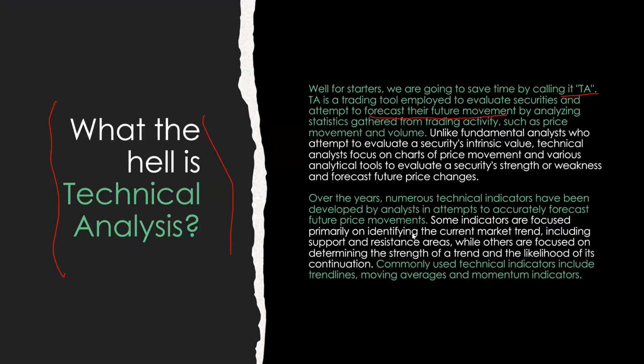All right. Over the years, numerous technical indicators, you could find millions, have been developed by analysts that attempt to accurately forecast future price movements. But indicators are just little pieces of a great puzzle. You should never rely completely on one indicator. Some indicators focus primarily on identifying current market trends, support and resistance. Others focus on strength, volume, likelihoods of continuation. Commonly used technical indicators include trend lines, moving averages, momentum indicators, which we're going to go over some of them here with you guys.